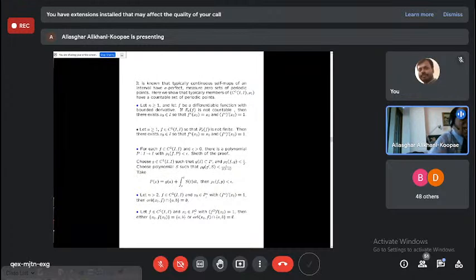And another thing is that this proof, as I've seen in here, look at here: let n be greater than or equal to 1, and f be a differentiable function with bounded derivatives. If Fn of f is not countable, then there exists an x0 in I, so that fn of x0 equals x0, and the derivative of fn at x0 is equal to 1. So it has a point where the nth derivative at that point is 1. And this is the base of these proofs.